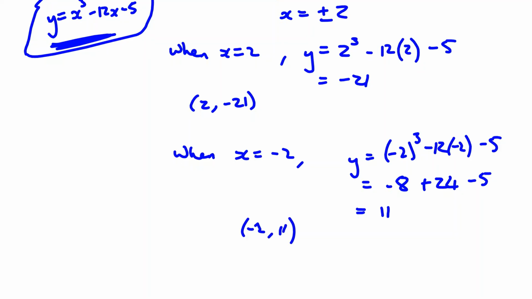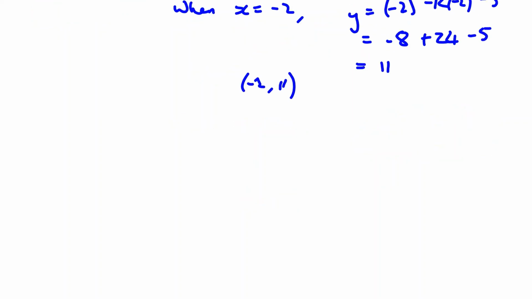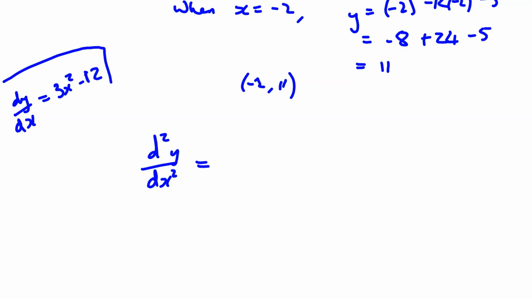So we found our stationary points, but now we need to state whether they're maximum or minimum. So what we do here is we do d squared y by dx squared. So we're differentiating again. So we had dy by dx was 3x squared take away 12. If we differentiate that, we're going to multiply by the power. So 3 times 2 is 6. We reduce the power by 1, so it's just x. And this minus 12 is going to disappear.